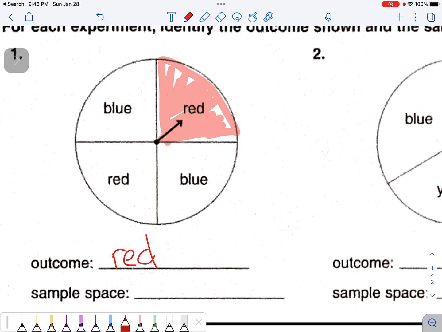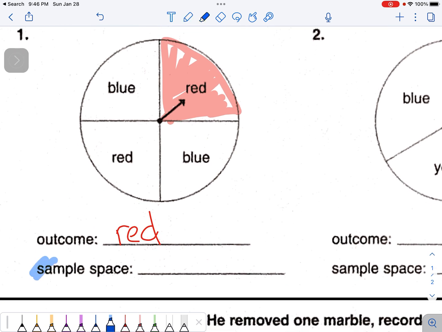And then there's this new phrase here that they didn't talk about in the other video. It says sample space. Sample space is just a way to write what could have happened. So all of the possible outcomes. So there's a blue and another, and another blue and another red.